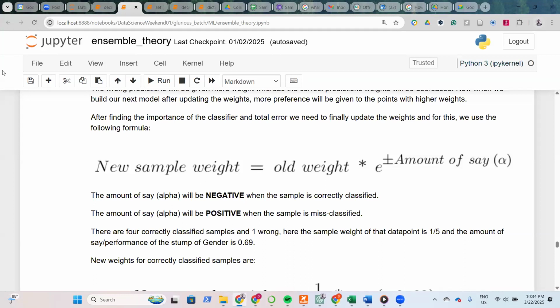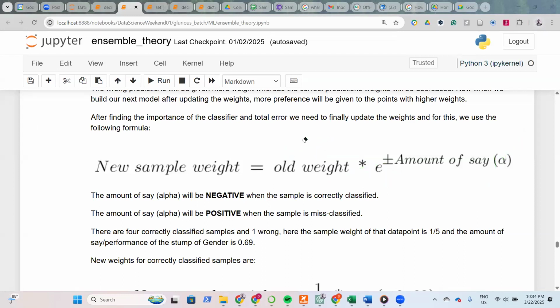Again, here, let me explain. You already know the old weight, 1/5. E is a constant. Plus or minus amount of say, this is the one you do not know. Alpha. That's the one you don't know. So in this formula, the only thing that we don't know is this one. So now the question is, how do you calculate this? Is that clear?